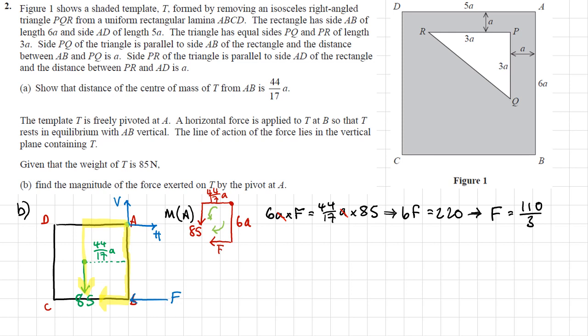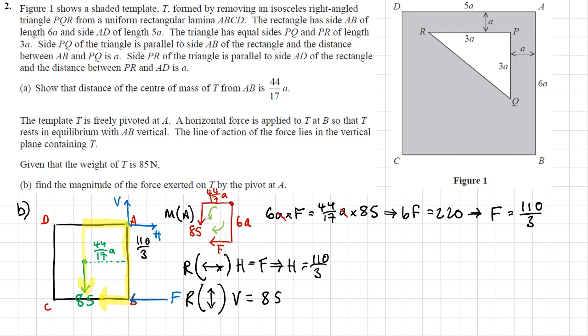Now I'm going to resolve horizontally and vertically. So let's start by resolving horizontally. If I do that, that will just be H is equal to F, which basically means that this horizontal part of this force, or the magnitude, which we'll get onto in a moment. So H is just equal to 110/3. So let me just write that on here, 110/3. And then I'm going to resolve vertically. So that's just going to be V is equal to 85. So here we go. V is equal to 85. So I've got this 85 here.